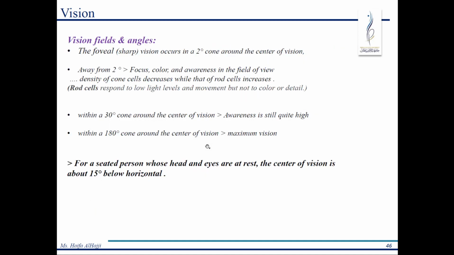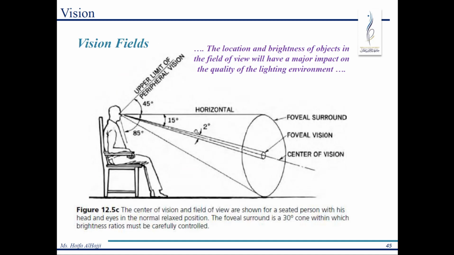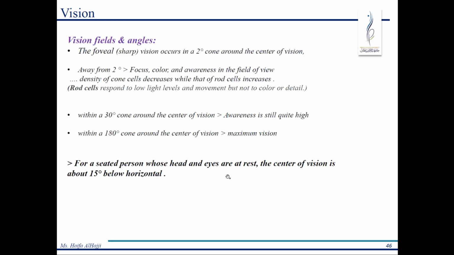Now, as we go further, we still can see, but the detail decays and the color decays. As we can see, we call this foveal surround. This area is still within the field that we can see clearly, but not as clearly as the center of vision. In this area you can see the details clearly, but maybe the colors a little bit less, slightly blurred. So this is the 30 degrees cone. Awareness is still quite high.